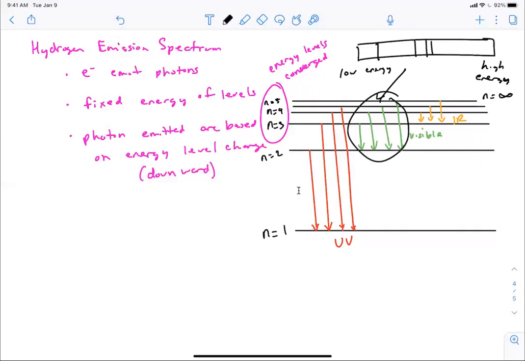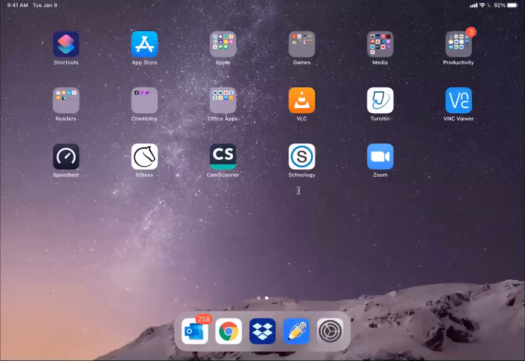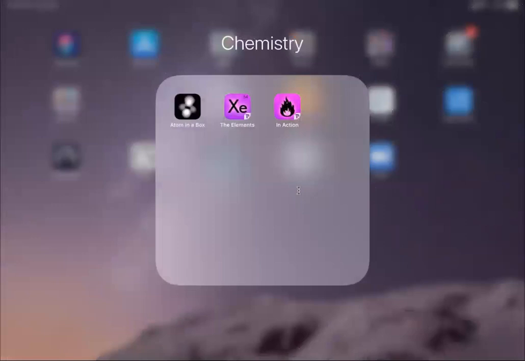That was a popular question in the previous curriculum, but still it's something that you need to understand here, that you would see the energies converging. And in fact, I have this app that is chemistry related that shows you the spectrum.